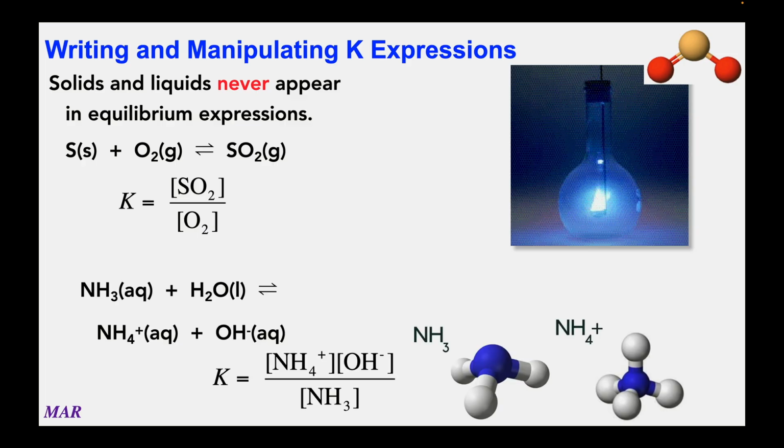For water, that's going to be the number one reactant that we will not include in equilibrium constants quite often. So in this reaction, which is ammonia and water making ammonium and hydroxide, your K value would be ammonium times hydroxide divided by NH3, but you won't put the water in. And this is a good time just to remind you that NH3 is ammonia, NH4 plus is ammonium, and they're quite different.